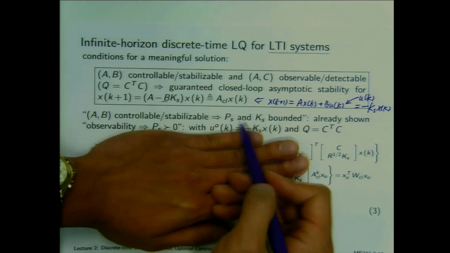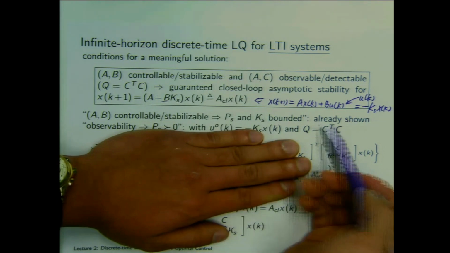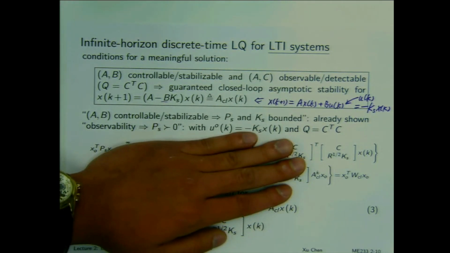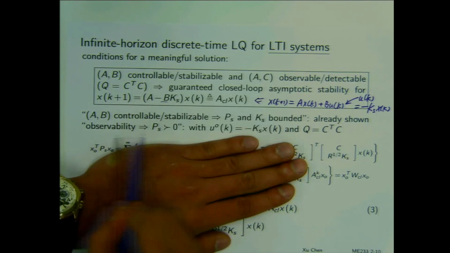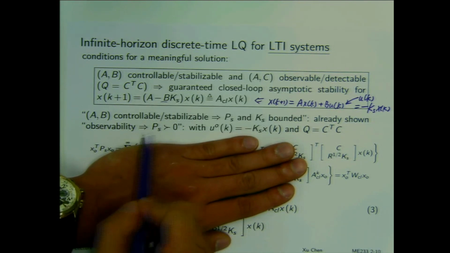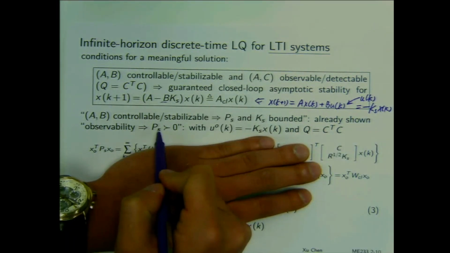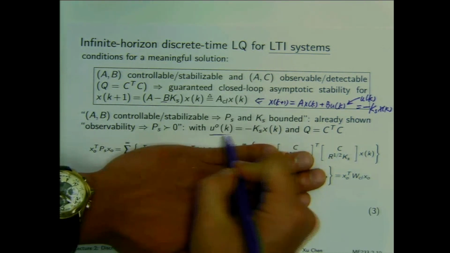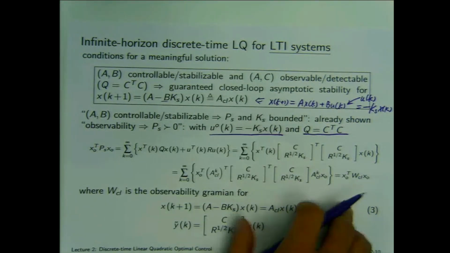First of all, we have seen this. Controllability means P(S) and K(S) are going to be bounded, right? We have just shown this. We have shown the intuition of this. Now, the mathematically tricky part is this observability condition. The observability condition is going to guarantee that the matrix P(S) is going to be positive definite if the system is observable, with this optimal control law and this definition of Q.